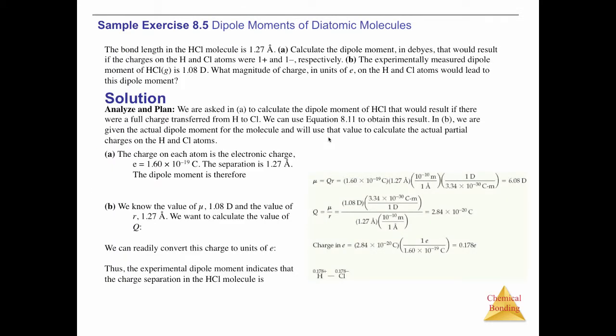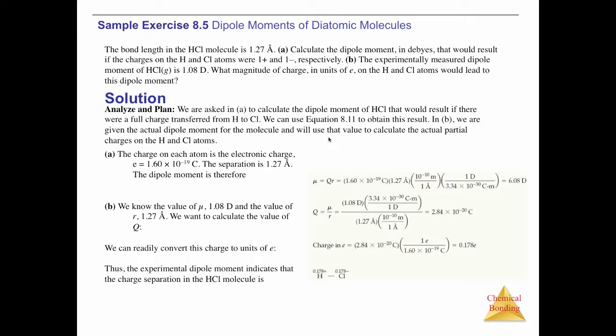Sample exercise 8.5, dipole moments of diatomic molecules. The bond length in the HCl molecule is 1.27 angstroms. Calculate the dipole moment in debye that would result if the charges on the hydrogen and chlorine atoms were +1 and -1 respectively. The experimentally measured dipole moment of HCl is 1.08 debye. What magnitude of charge in units of e on the hydrogen and chlorine atoms would lead to this dipole moment?